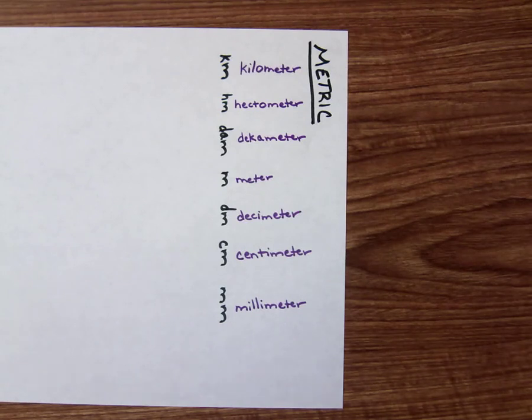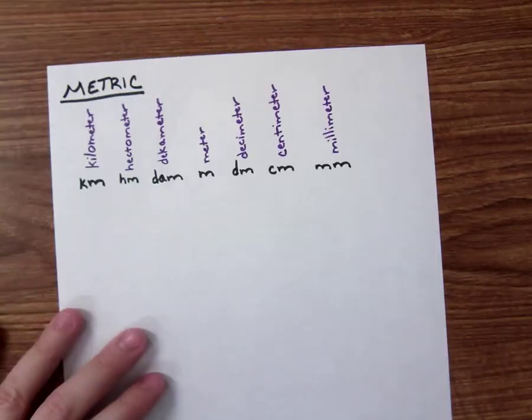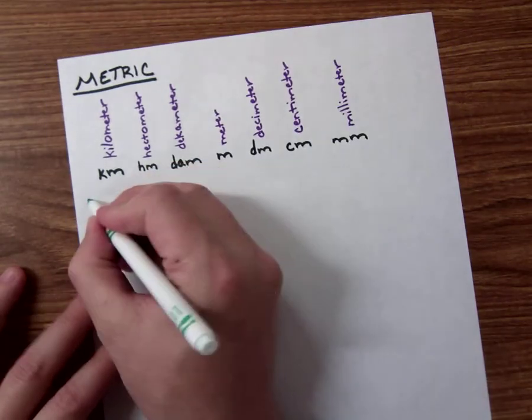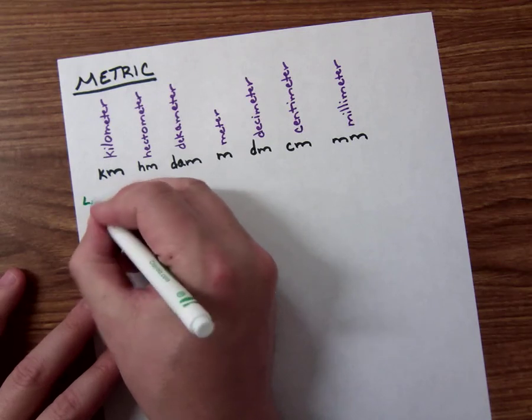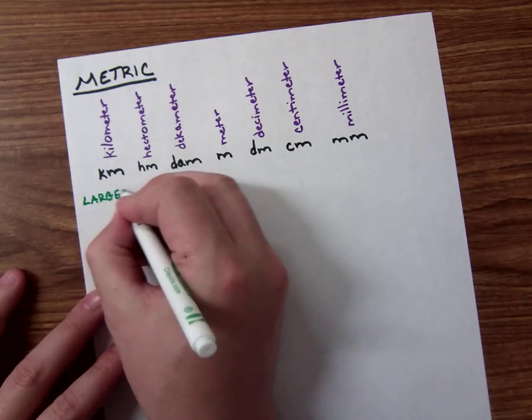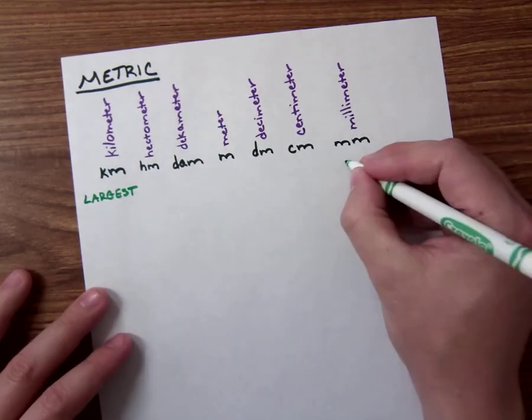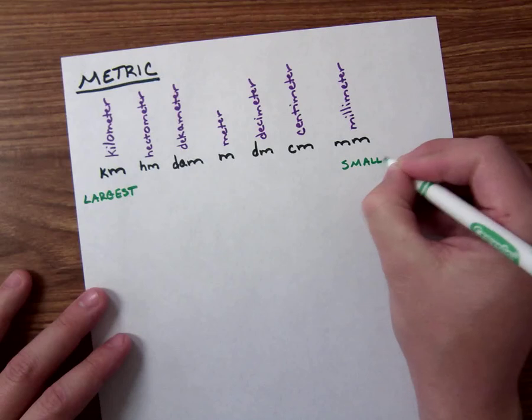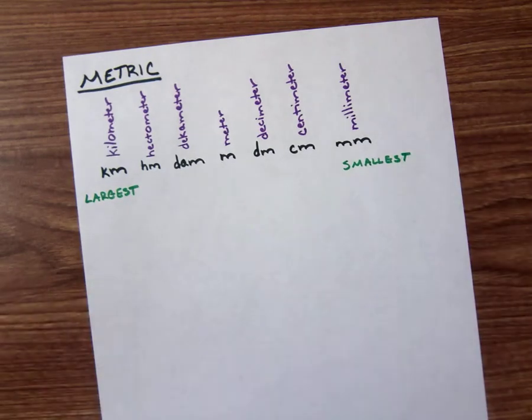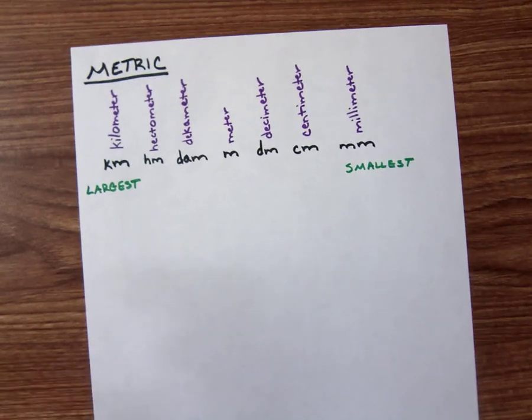Okay, so I wrote these in order for a specific reason. These are in order from largest to smallest. So kilometer is the largest. That's like their miles. Millimeter is their smallest. And if I want to go from a large unit to a small unit, I multiply by 10 for each step that I go down. Each step you go down, you multiply by 10. Each step you go up, you divide by 10.